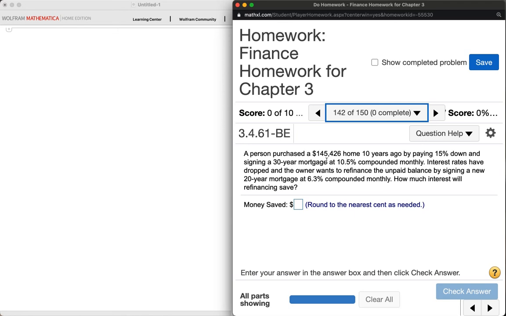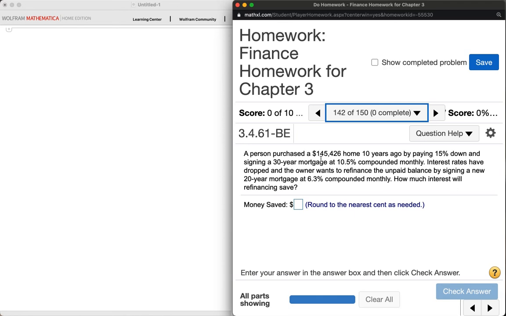A person purchased a $145,426 home 10 years ago by paying 15% down and signing a 30-year mortgage at 10.5% compounded monthly. Interest rates have dropped and the owner wants to refinance the unpaid balance by signing a new 20-year mortgage at 6.3% compounded monthly. How much interest will refinancing save? So let's make sure we understand the problem.